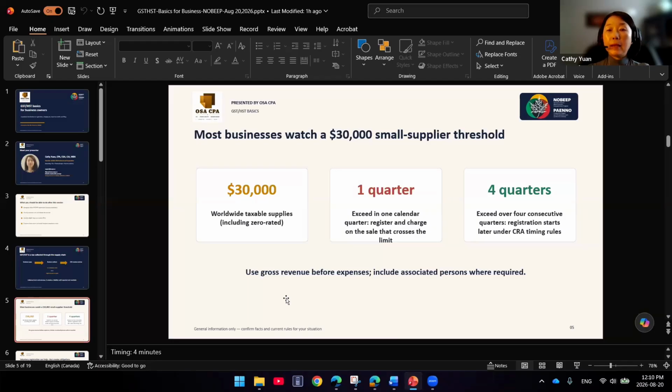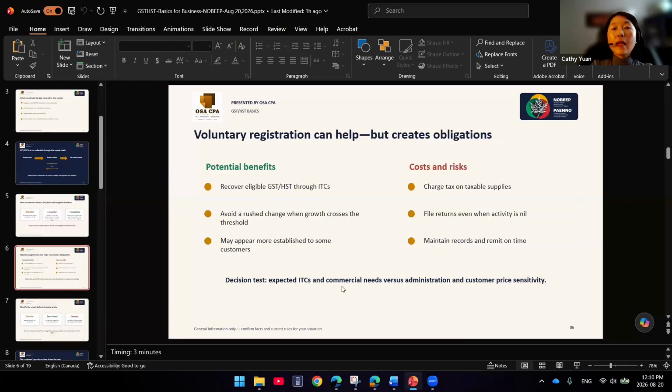I will explain the reason in the following slide. That's why we can voluntarily open this tax account. But remember, there is the 30,000 threshold, which is mandatory. We have to register. The CRA provides two options: one is mandatory, where we have to.